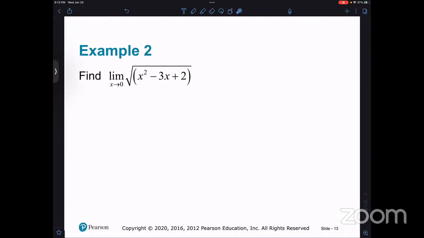I think for this one, we can apply those similar limit properties, or we can just apply what we literally just talked about in the previous slide, and we can essentially just evaluate, I think because the 0 is in the domain of this function, so we can just evaluate this when x is 0. That's going to be what? Square root of 0 squared minus 3 times 0 plus 2. So ultimately, that's going to be what? The square root of 2.